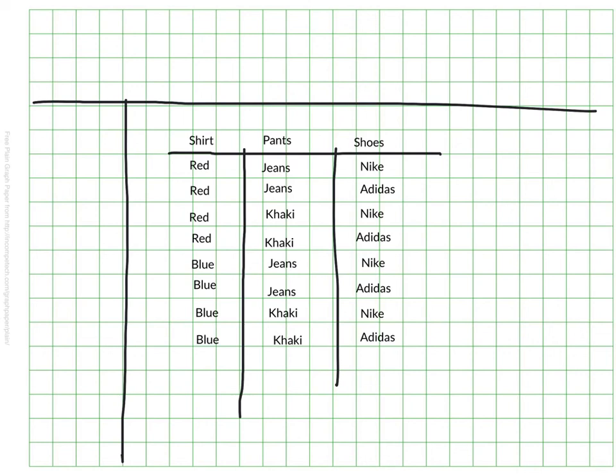And of course, in addition to a tree, you could also make a table that lists all the possibilities out, and then you can quickly see, all right, so I know that there are 1, 2, 3, 4, 5, 6, 7, 8 possibilities, and each one is equally likely, meaning I have a 1/8 chance of wearing a blue shirt, jeans with my Nike sneakers.